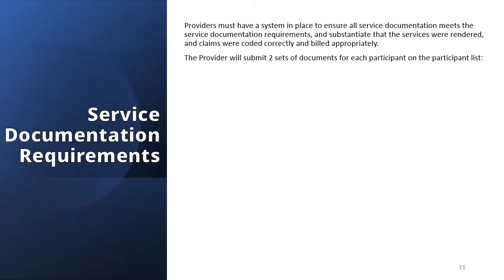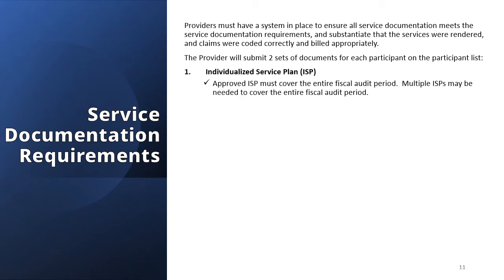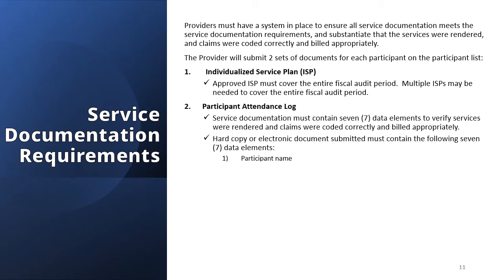Your agency must have a system in place to ensure all service documentation meets service documentation requirements. This includes that substantiated services were rendered, claims were coded correctly, and billed appropriately. Your agency will submit 2 sets of documents for each participant on the participant list. The first set of documents is the Individual Service Plan, or the ISP. An approved ISP must cover the entire fiscal audit period. Multiple ISPs may be needed to cover the entire fiscal audit period. The second set of documents is the Participant Attendance Log.